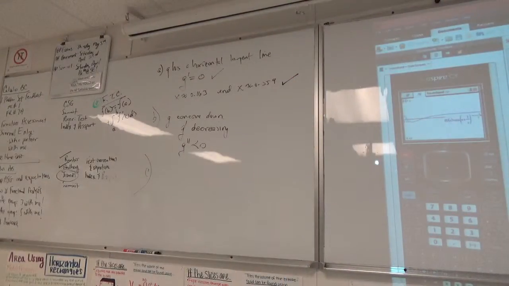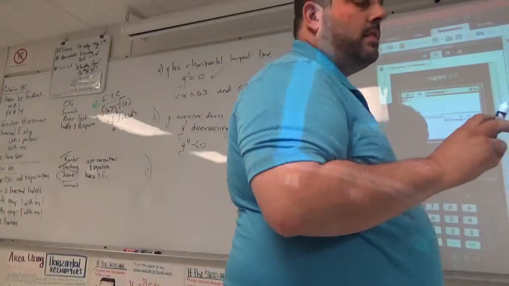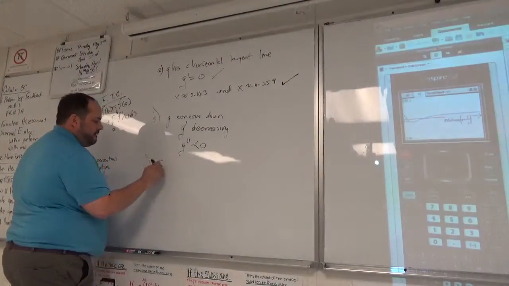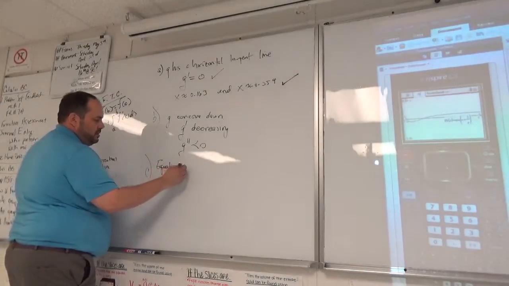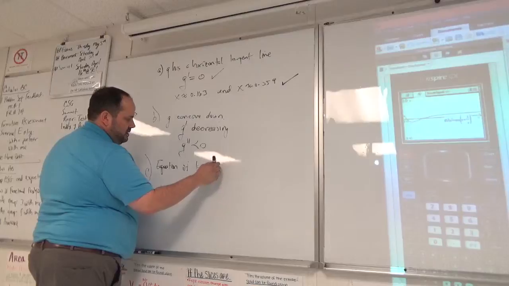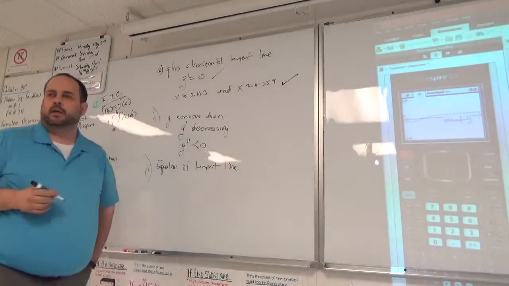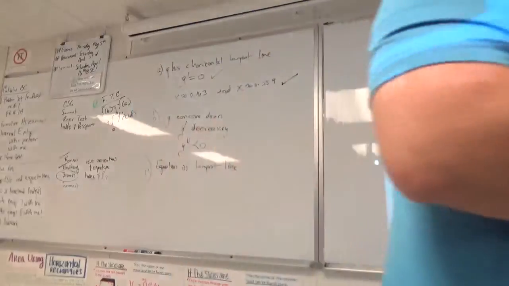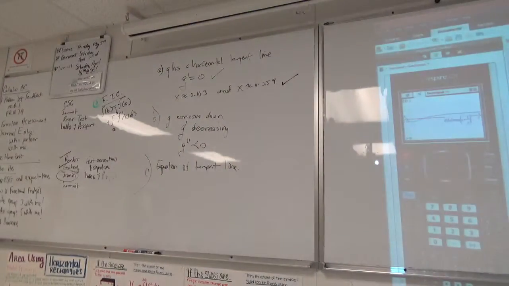Part C. I need the equation of a tangent line. All right, equation of a tangent line. Kimberly, what are the thoughts that are out there? How are you going to find the equation of a tangent line? You need the derivative for that. So you need the slope. You can use the derivative for that. The other thing that you need?